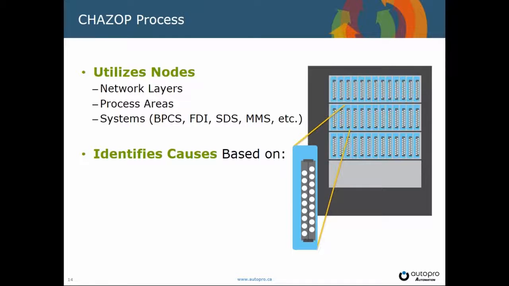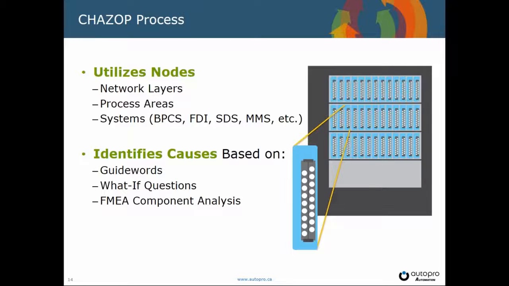Whether it's by network layer, it can be by process system, it could be by system, whether it's a DCS, foreign device, shutdown system, remote like through a SCADA or a wide area. And then we identify causes based on guide words or what if questions, or even an FMEA component analysis. Again, same as a CHAZOP. So what if our CPU fails, or what if a network switch fails?